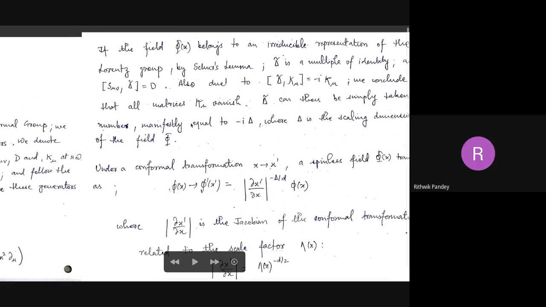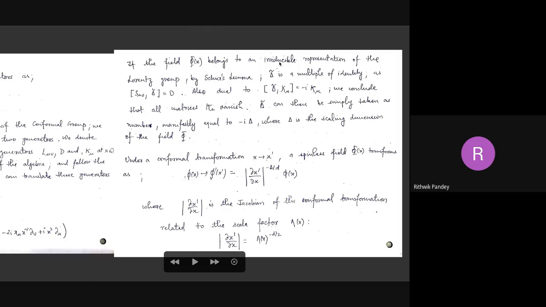Now, if the field phi of x belongs to an irreducible representation of the Lorentz group, here I didn't write the commutation relationships which were used earlier. They are behind in the presentation, but I've written them again here. Basically, S mu nu is L mu nu at a specific point, and delta tilde is the dilation operator at a specific point. So this is the commutation relationship.